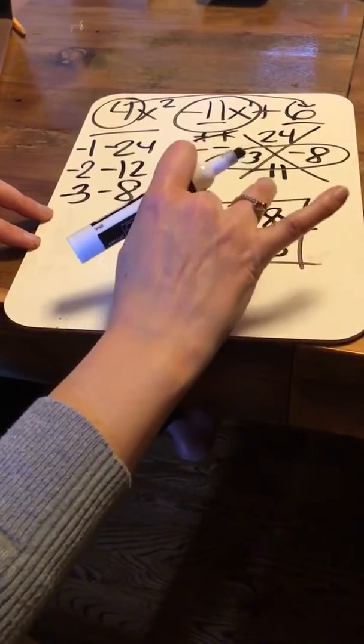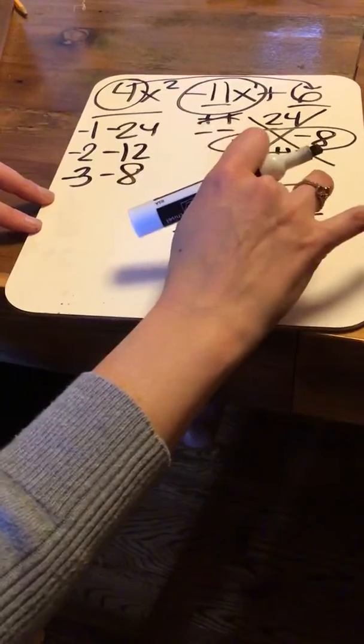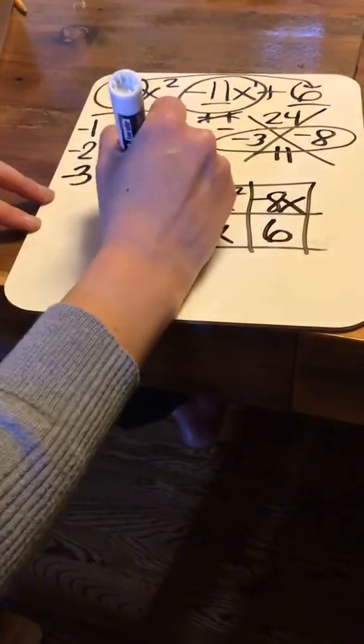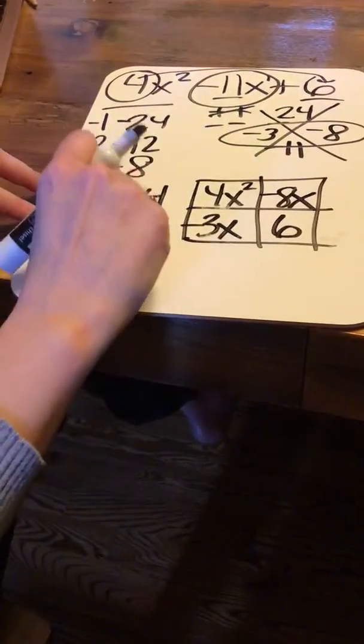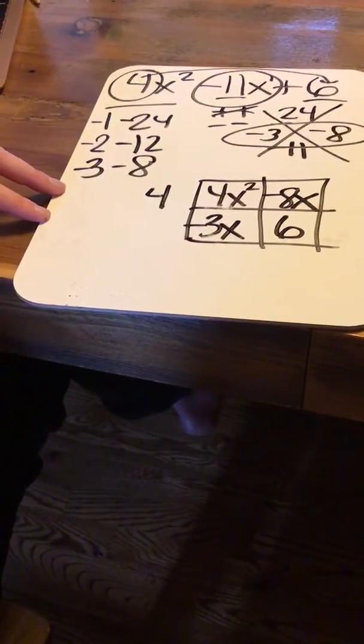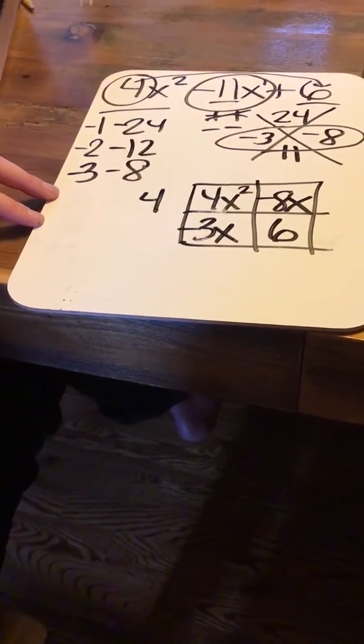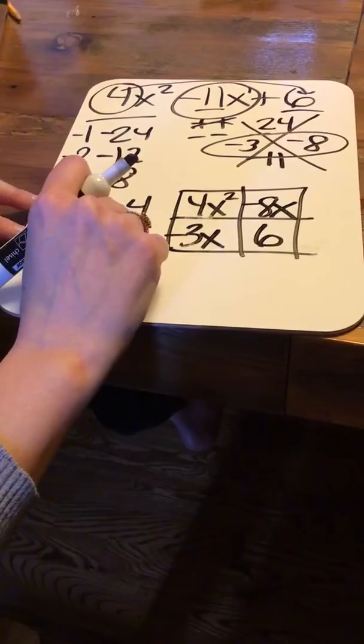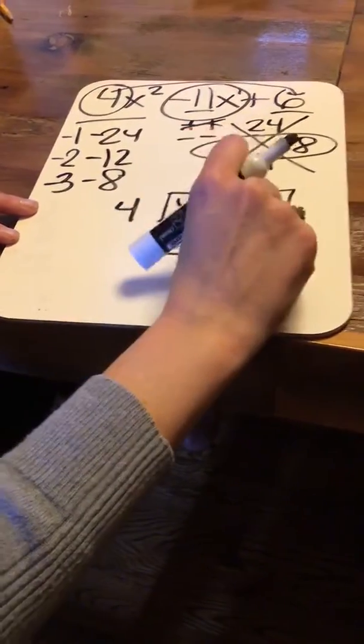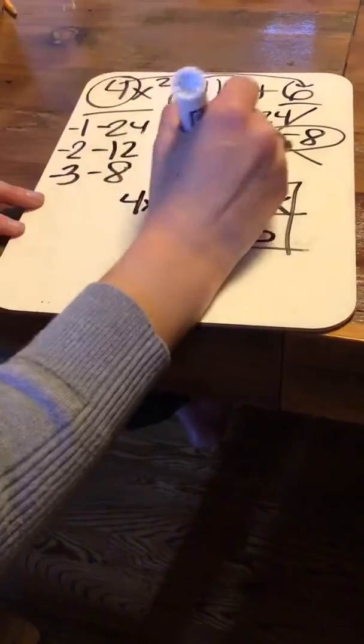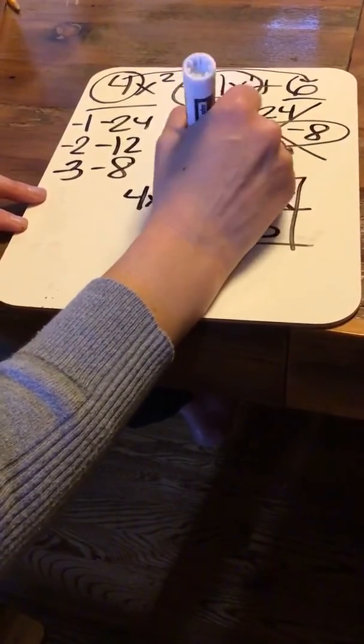What can I take out of the top here? What's my greatest common factor? What's in common between 4 and 8? 4. You always want this number to be positive. The first thing you take out, just always keep it positive, okay? So I make this one a 4. So then I look in here and I say x. I can take out an x because they both have one. So this would have to be 1x.